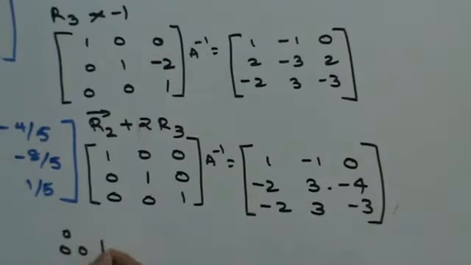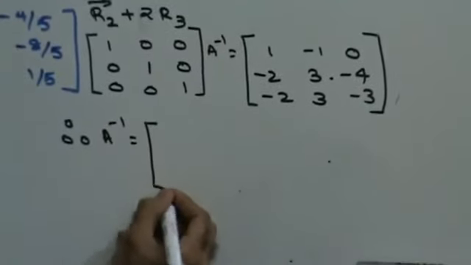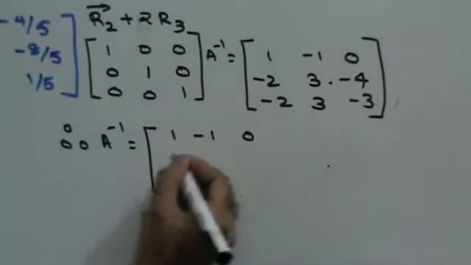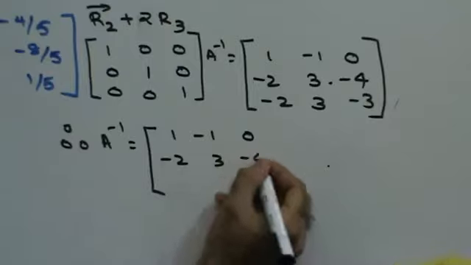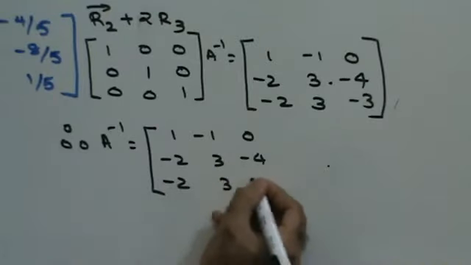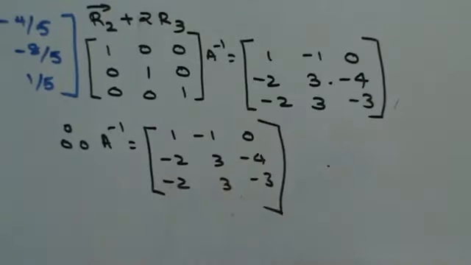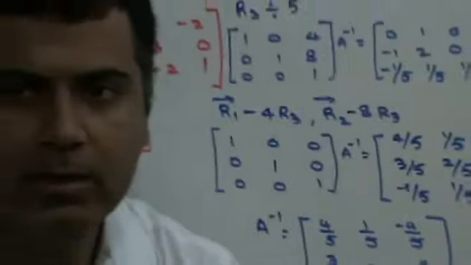Therefore, I can say that A inverse is 1 minus 1, 0; minus 2, 3, minus 4; minus 2, 3, minus 3. Right? That will get you the value of A inverse. We will stop this here for the day. Thank you very much.